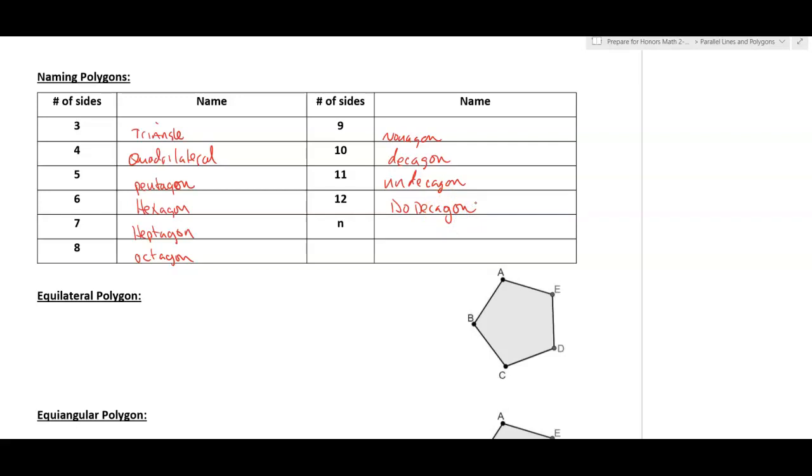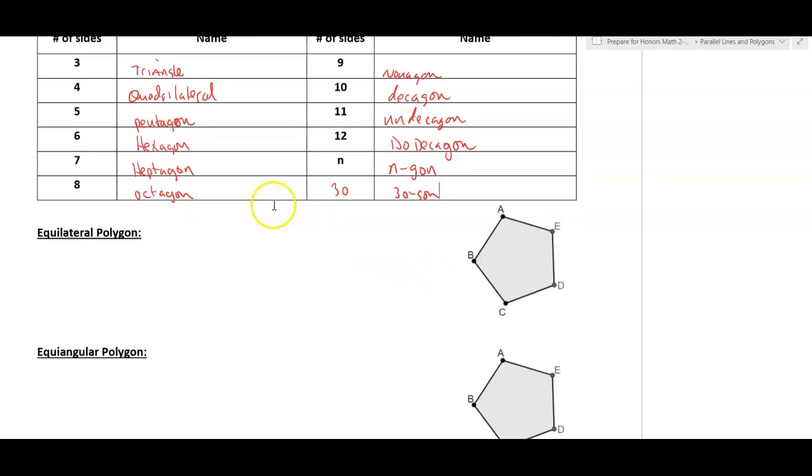Now, here's the thing. Anything over 12, we basically say it's an n-gon. So if it has 30 sides, we would say it's a 30-gon. Now, for this section, you do need to memorize these names.